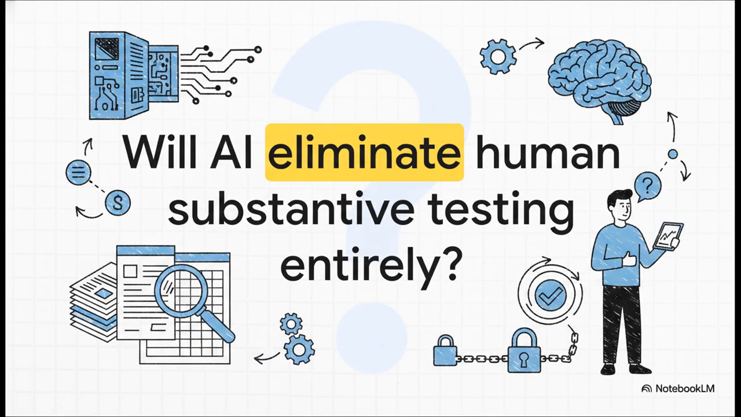Which leaves us with a really fascinating, provocative thought to end on. As systems become completely digital and algorithms can analyze 100% of a company's transactions in mere seconds, will AI and automated control testing eventually eliminate the need for human substantive testing altogether? Will the financial detective one day be entirely automated? Or will we always need that human element of professional skepticism? It's a massive question for the industry's future.